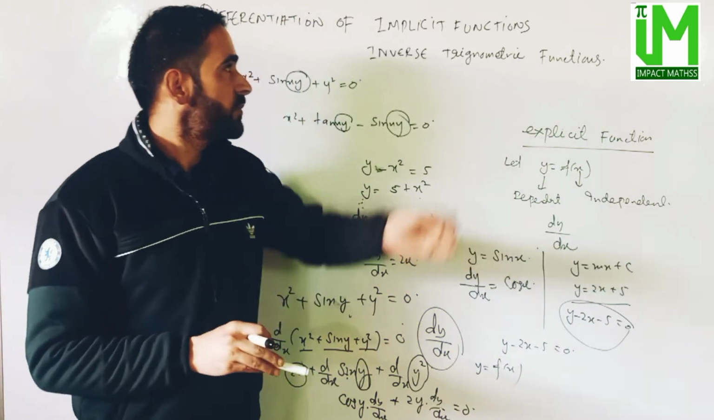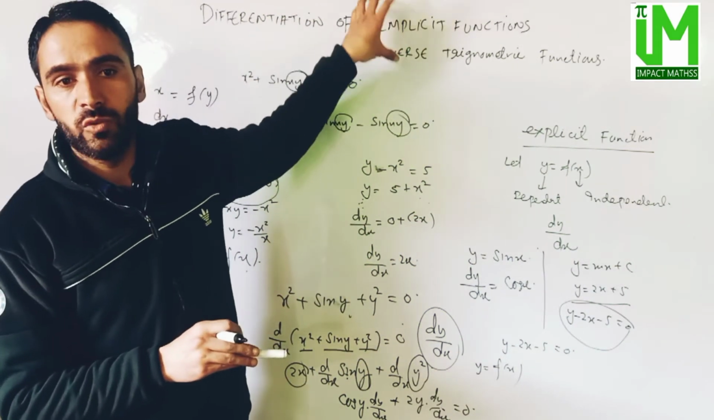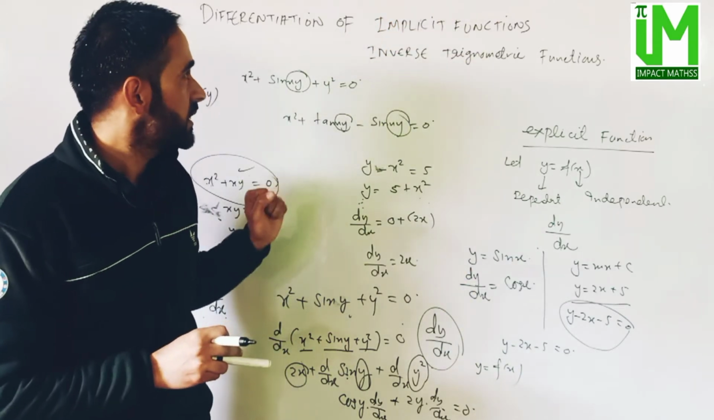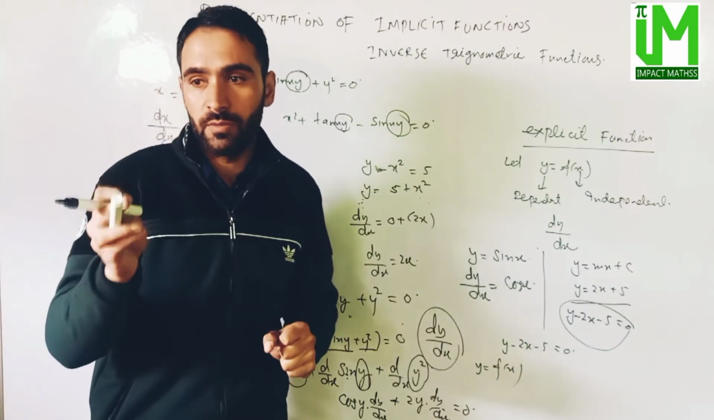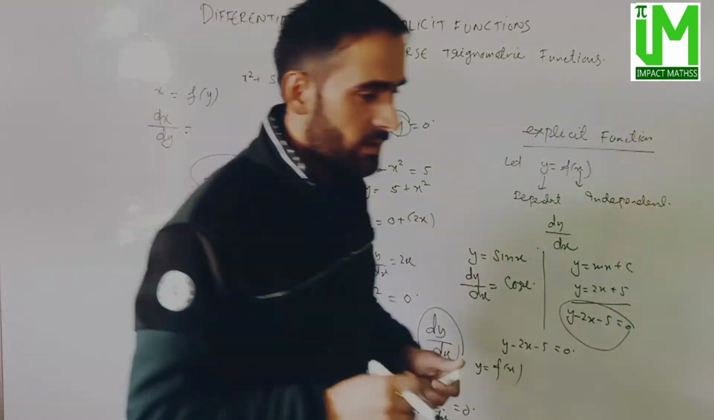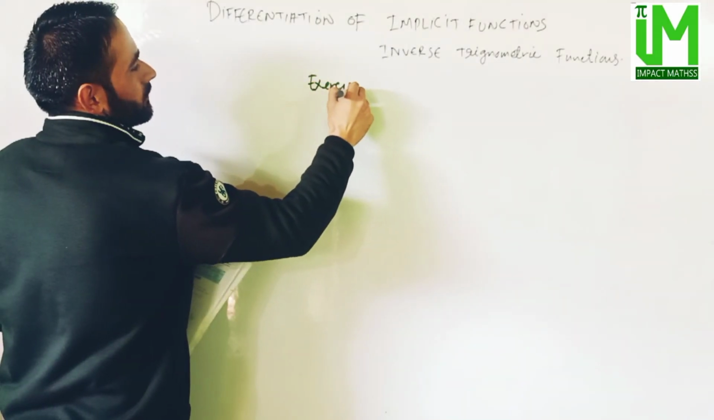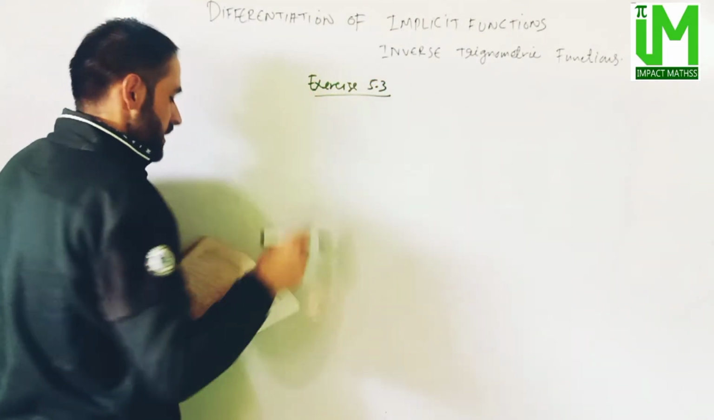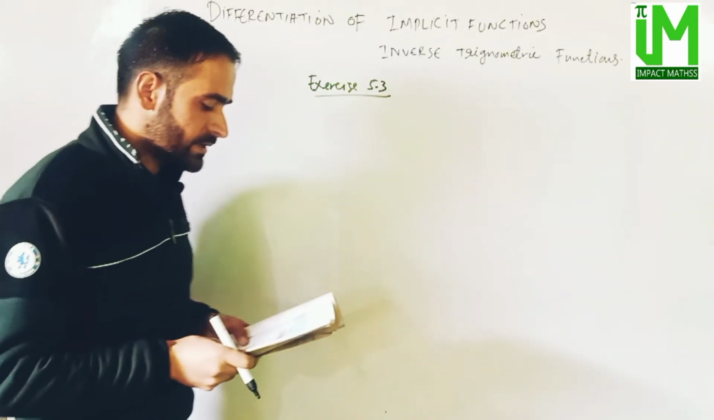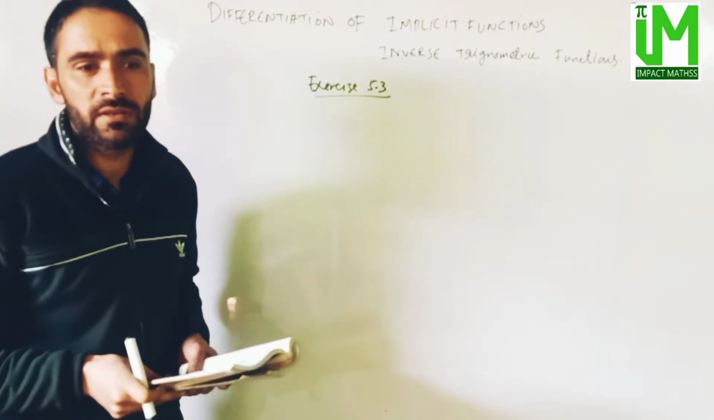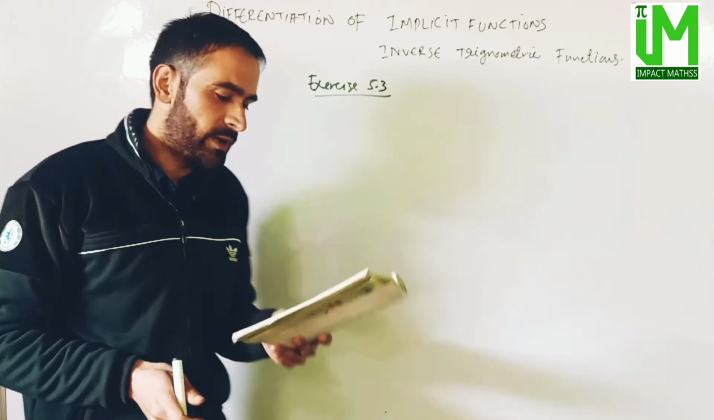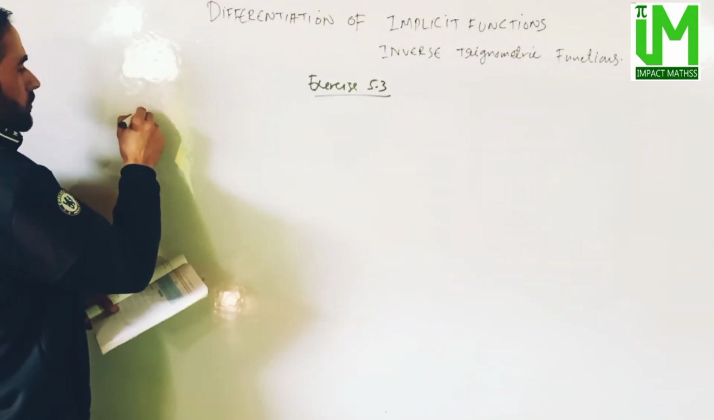Now that we have done the differentiation of implicit functions, we will move on to the differentiation of inverse trigonometric functions. First, let us look at the differentiation of implicit functions from the exercise, Exercise 5.3. The question says find dy by dx in the following, and dy by dx means we have to treat y as a dependent variable and x as an independent variable.